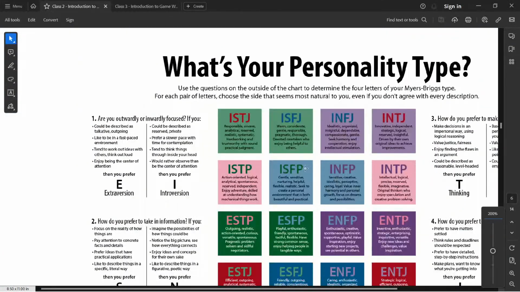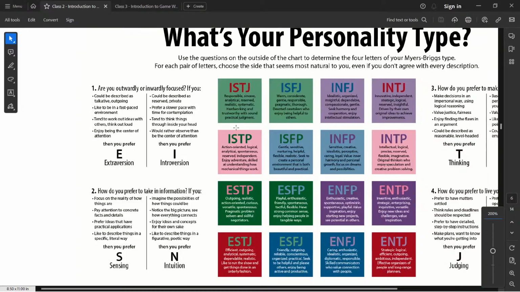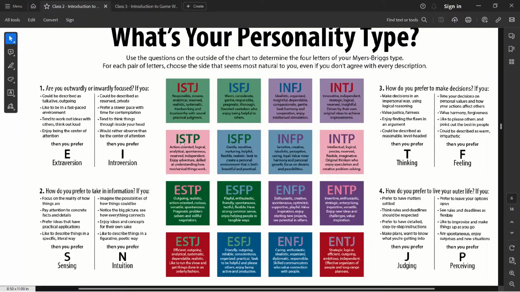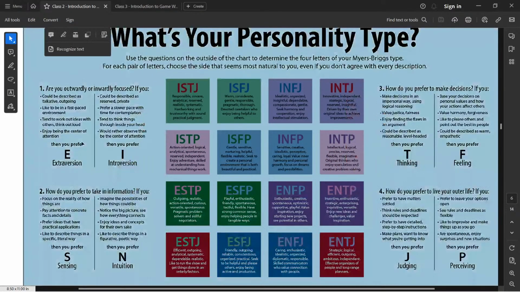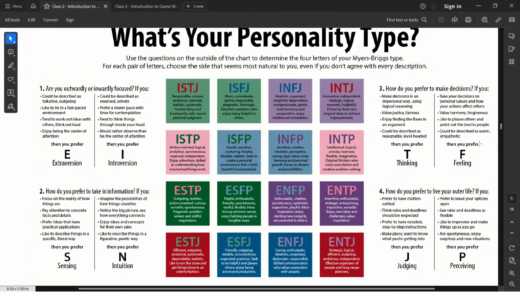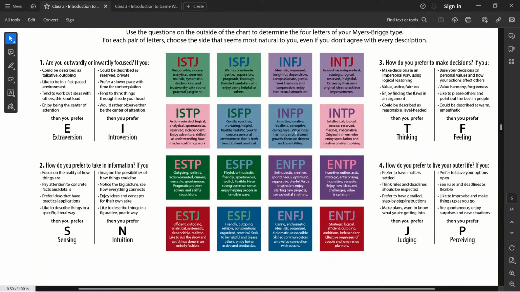ISTJ, ISFJ, it looks like a bunch of letters, but there's a huge difference between them. Basically, all 16 combinations are made from these eight letters in four pairs. It's either E or I, S or N, T or F, J or P. You can see what these different letters mean, and in this chart they have an explanation for all of that.